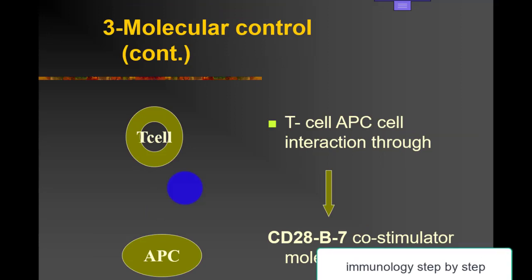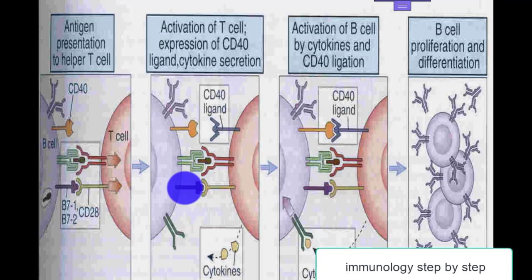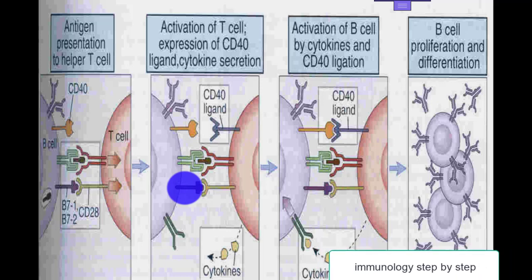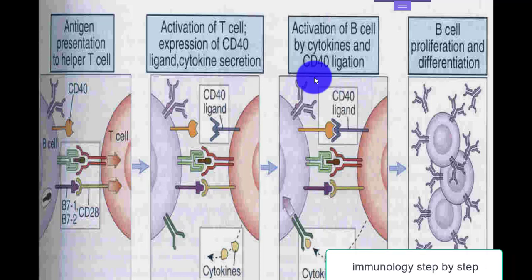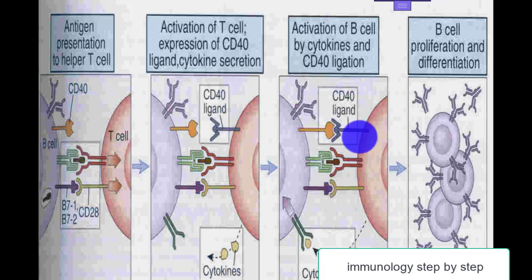Molecular control: T cell antigen presenting cell interaction through CD28 B7 co-stimulatory molecules. Mechanisms of helper T cell mediated B cell activation: antigen presentation to helper T cell, activation of the T cell, expression of CD40 ligand, cytokine secretion, activation of B cell by cytokines and CD40 ligand ligation, B cell proliferation and differentiation.